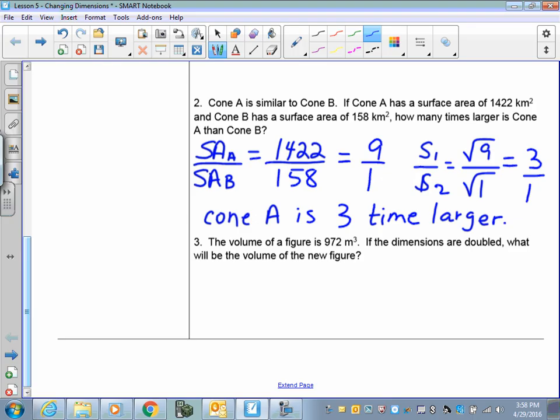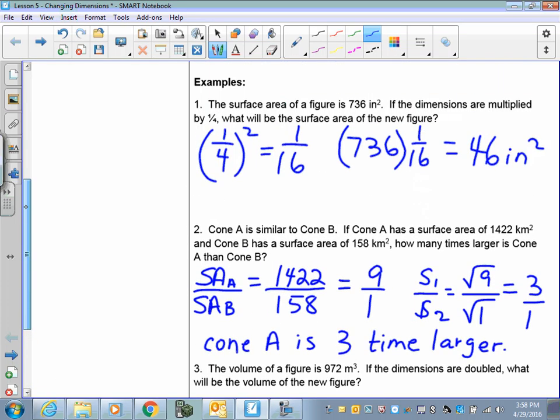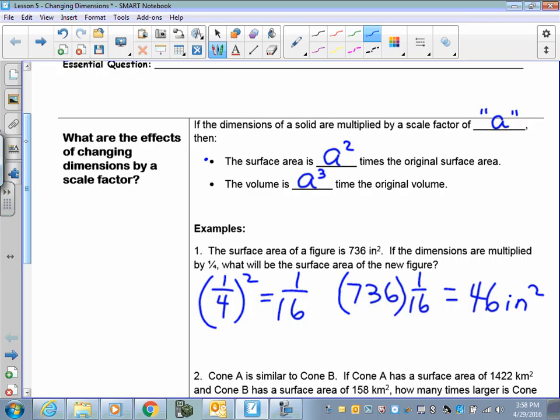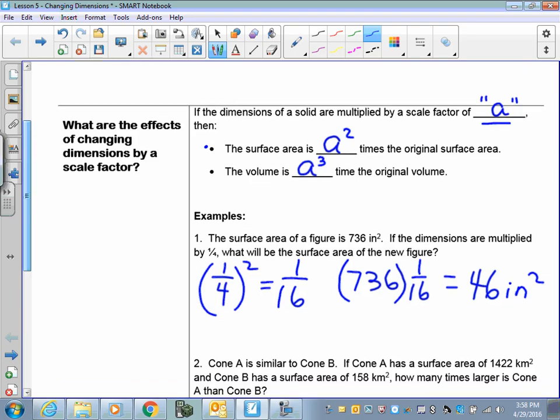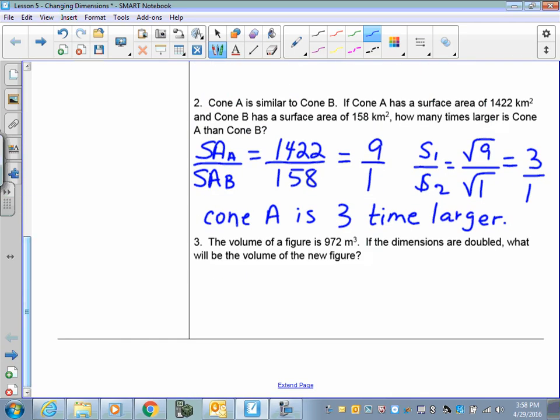How about number 3? The volume of a figure is 972 cubic meters. If the dimensions are doubled, what will be the volume of the new figure? I've got volume. If I double the dimensions, what do I have to do? Let's go back to the top. If I multiply the dimensions of a solid by a scale factor of A, then the volume is going to be A cubed times that. So if dimensions are doubled, then I have to cube that to get the volume.